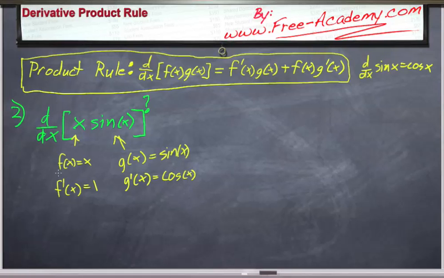So we have f prime and g prime. Let's plug that into our formula. First, f prime times g of x. So we'll just start over. F prime is equal to 1, multiplied by g of x, which is sine of x. And this will be added to f of x times the derivative of g of x, which is cosine of x. So the derivative of x sine of x is equal to sine of x plus x times cosine of x.